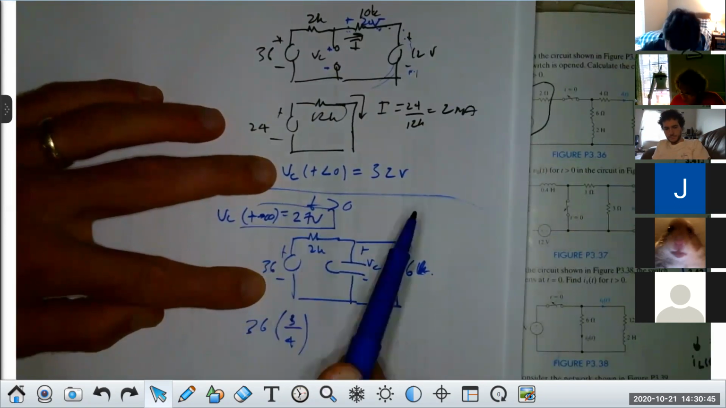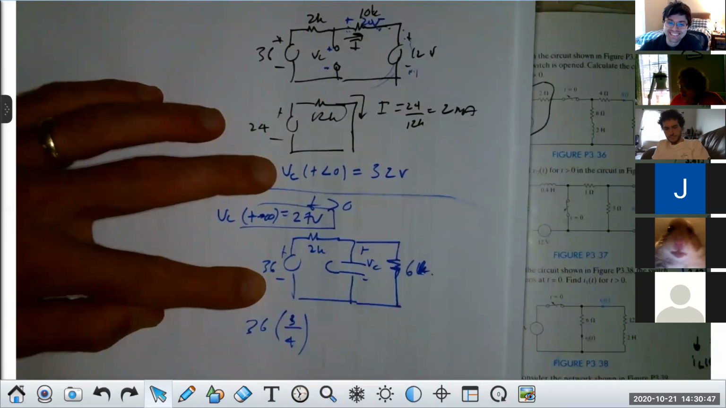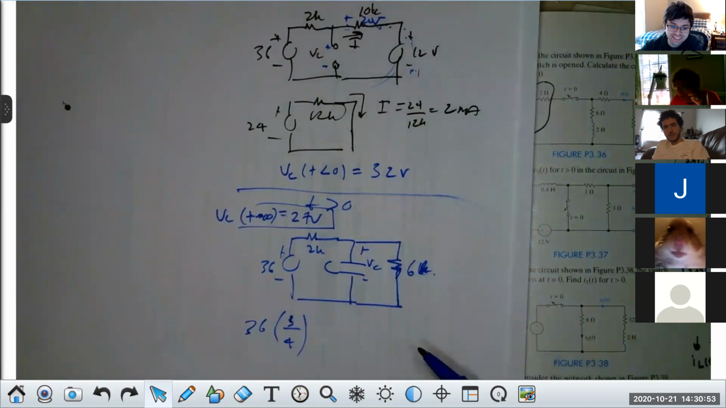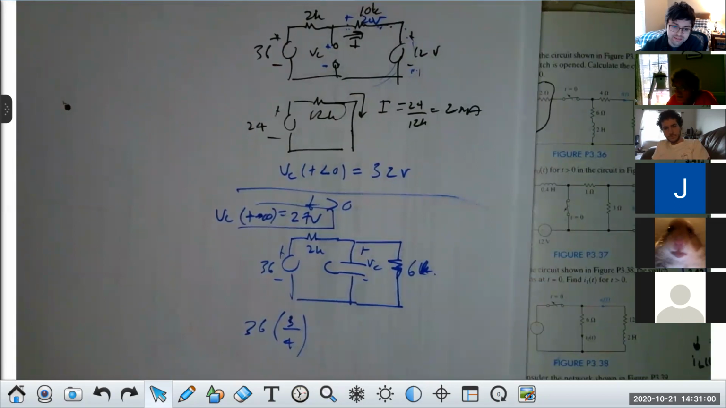All right, I got a voltage at T equals 0, voltage as T goes to infinity. What else do I need? T greater than 0. But what do we really need anyway? Tau. But what do we need to get tau? You're right. There's one essential thing: the Thevenin resistance.